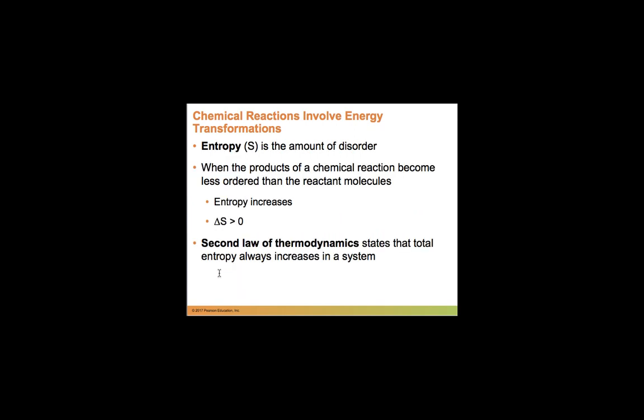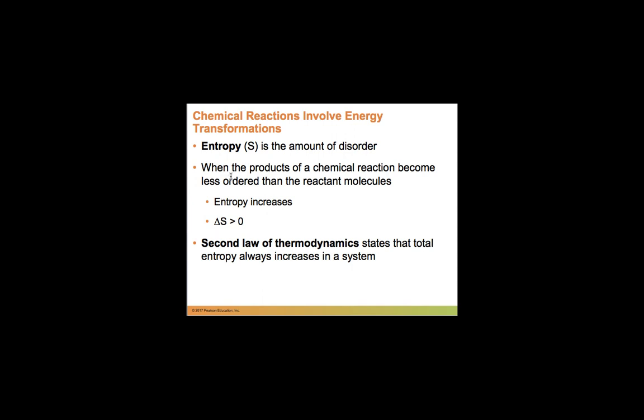Aside from enthalpy, we also have entropy. Entropy is the randomness of that reaction, right? How random are these molecules going to move in relation to one another? Therefore, we refer to entropy as the amount of disorder in a system. When the products of your chemical reaction become less ordered than reactants, your entropy is going to increase. So your delta S, right, your change in entropy, when that is greater than 0, your entropy is increasing because that system became less ordered.